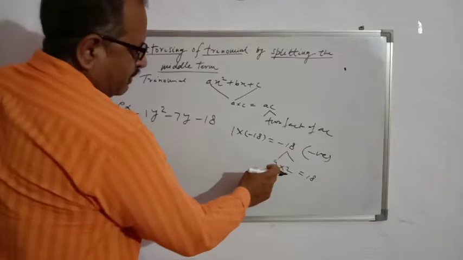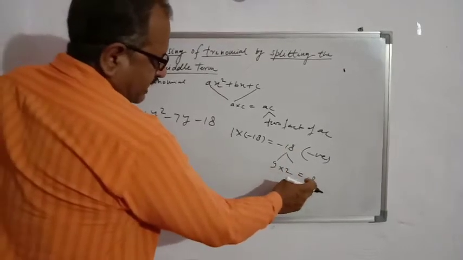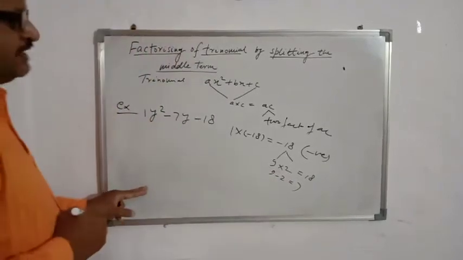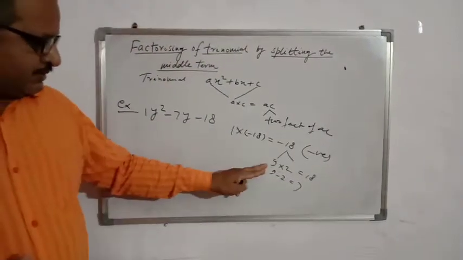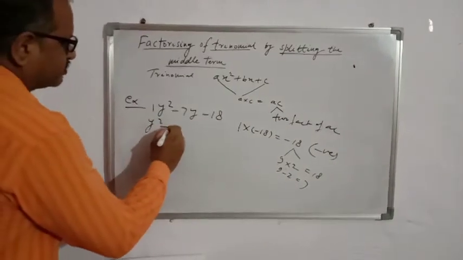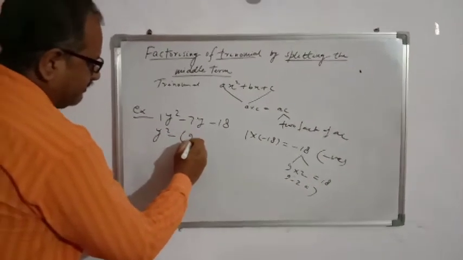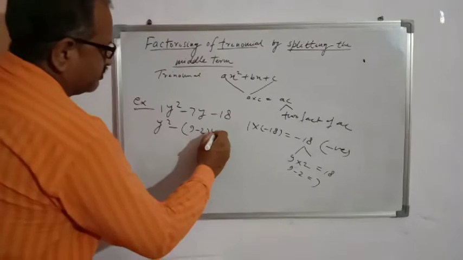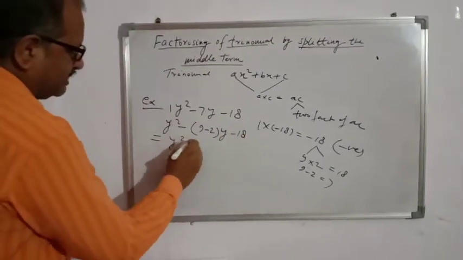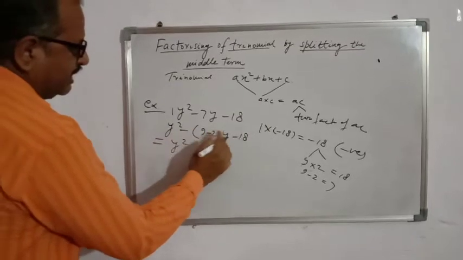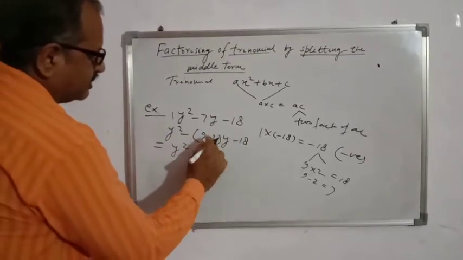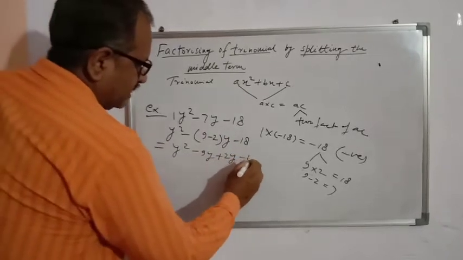Split 18 into 2 parts: 9 into 2 is 18, and 9 minus 2 gives 7. So we will select 9 and 2. Right here, y square minus, in place of 7 we will write 9 minus 2, y minus 18. Open this bracket: minus 9y, minus into minus plus 2y minus 18.